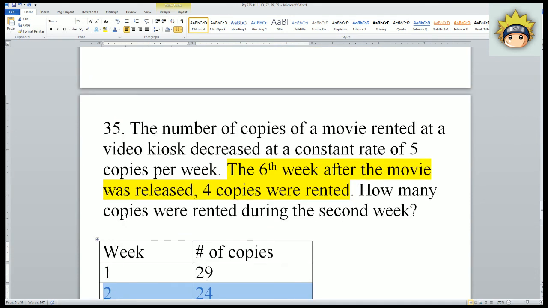Number 35 is just there to help you think about linear equations and how you can create a chart to give you a visual representation of the model. Alright, there you go. That is the homework solution for page 236, number 11, 13, 27, 29, and 35.